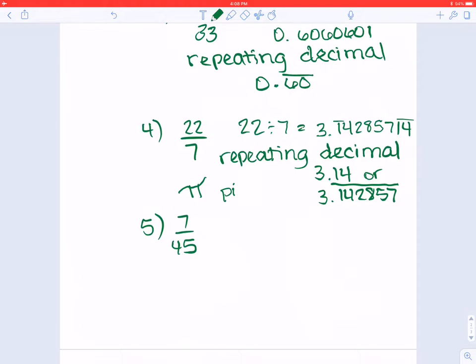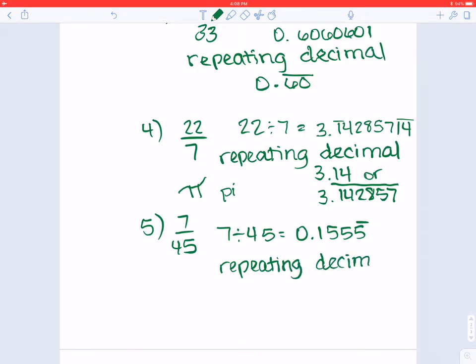All right, last example. We're going to take 7 and divide by 45. And you'll see that you get 0.1555, and it's going to keep going on. So this is a repeating decimal. All right, go ahead and play, pause, and repeat as much as you need.